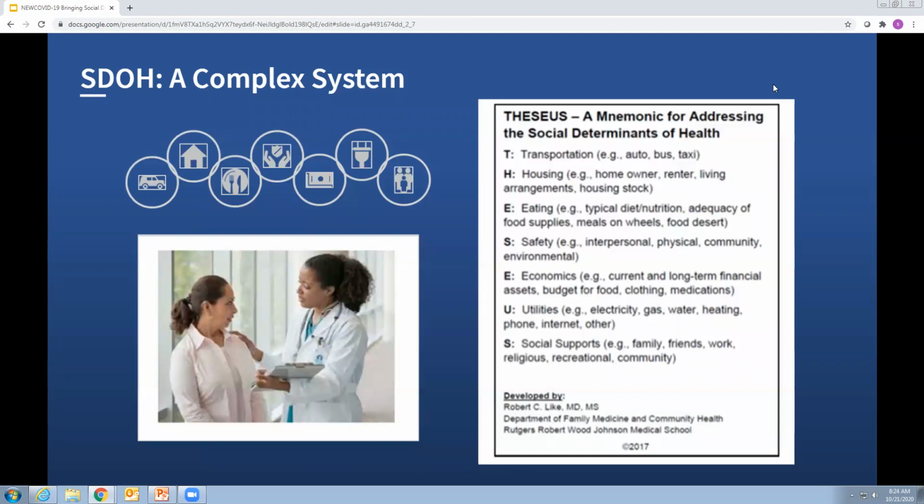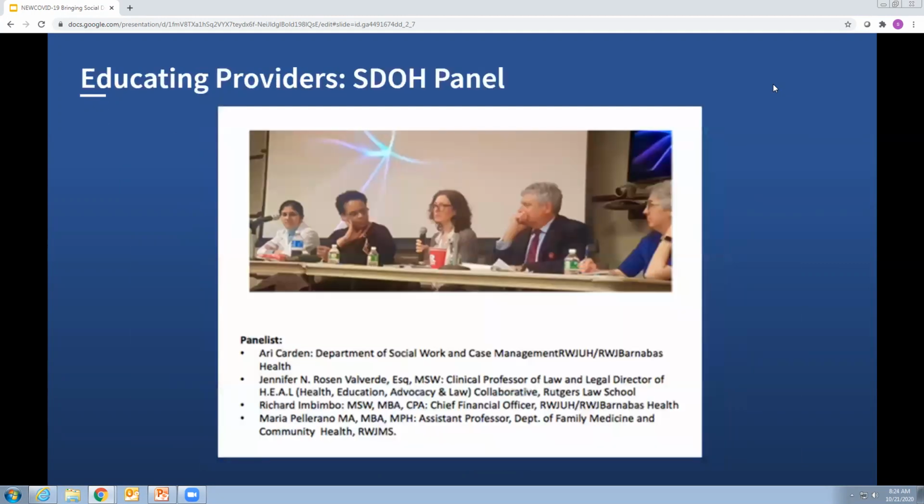And then we also introduced Dr. Likes' mnemonic of how to address social determinants of health practically when you're seeing patients, this mnemonic called Theseus. So you can ask your patients about the different social determinants in a meaningful way.